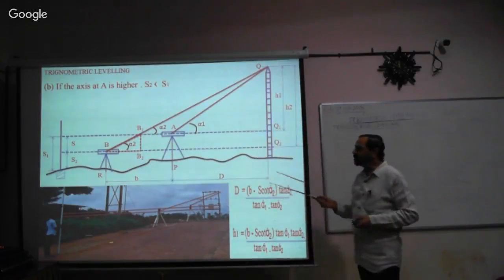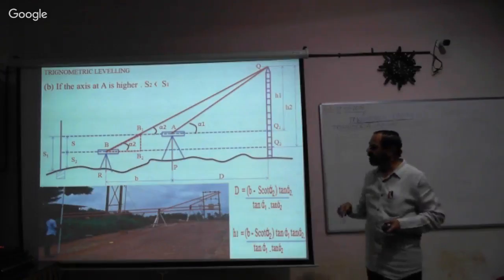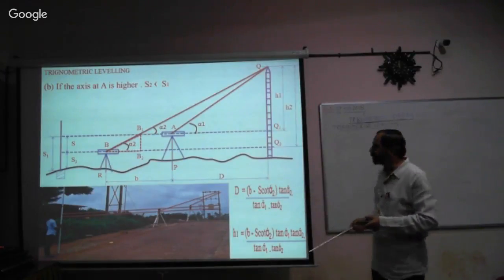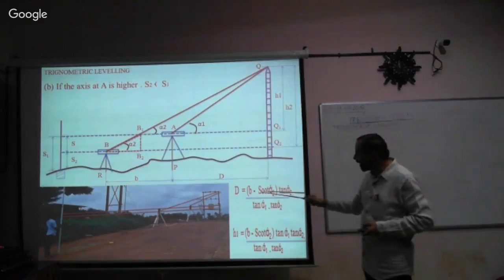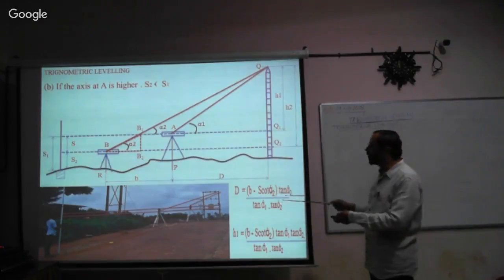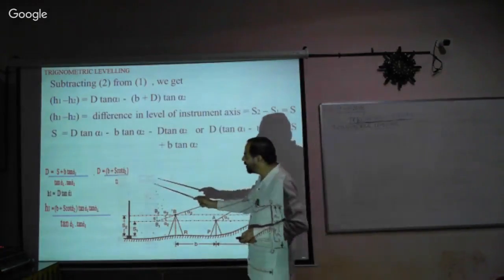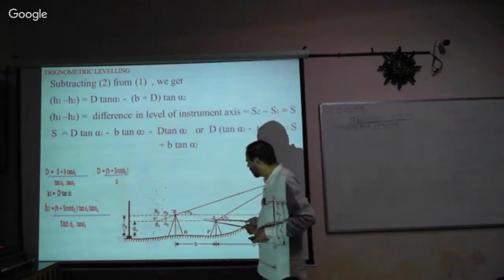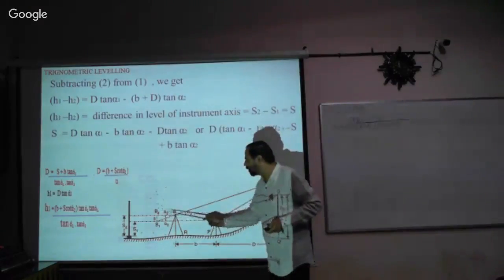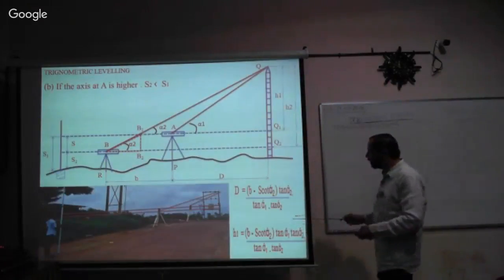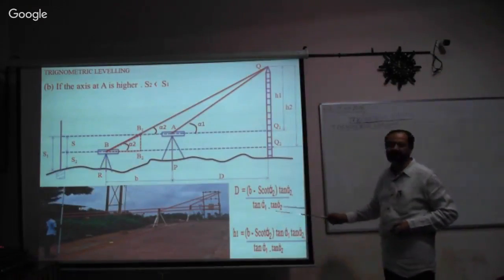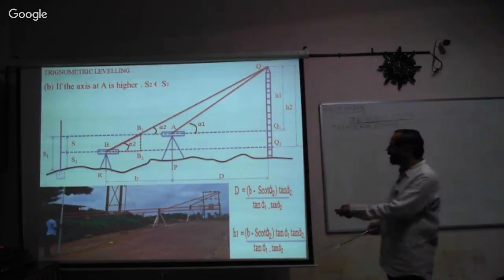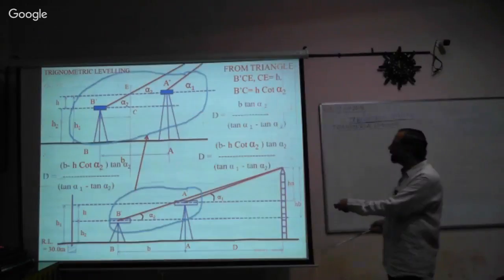In one case, B is increased. In this case, B is decreased, reduced. Therefore, it is B minus S cot alpha 2. In the previous case, B plus S cot alpha 2, and here in this case B minus S cot alpha 2. Then our problem is solved, isn't it? Now these are the three cases.